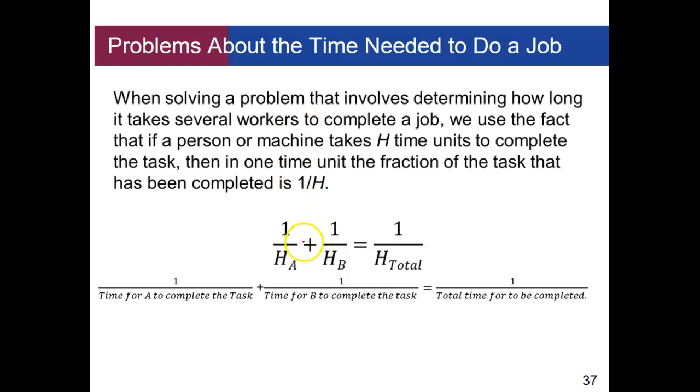If we look at this, our model for this is 1 divided by the time it takes the first person or machine or whatever we're talking about, plus 1 over the time it takes the second person or machine, and that's going to be equal to 1 over the total for that person or machine, the total time that is.